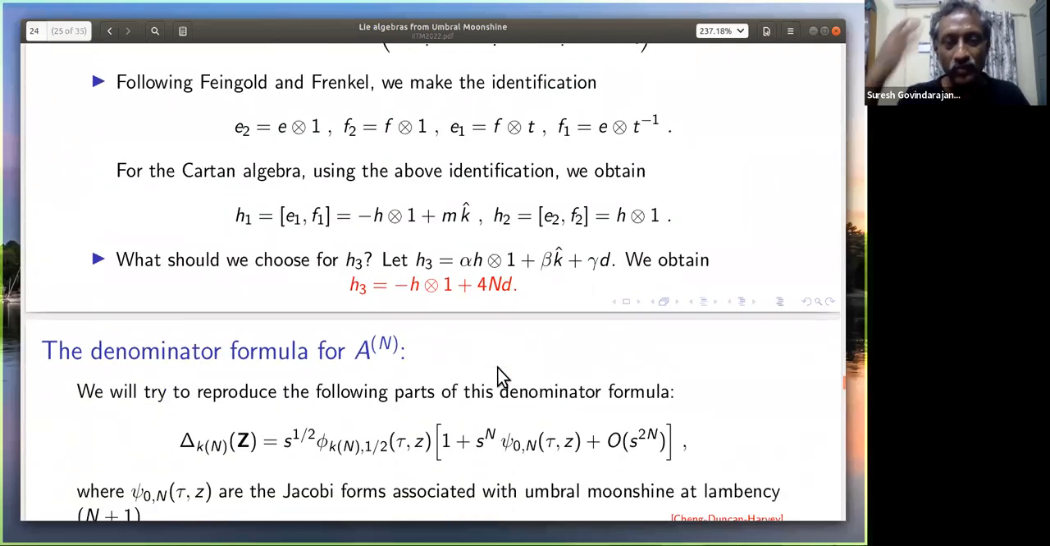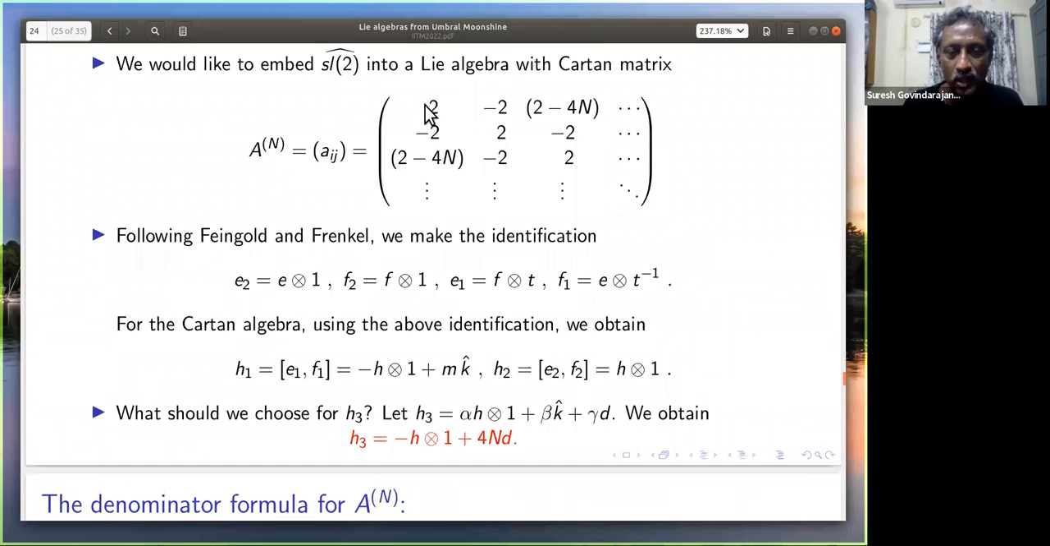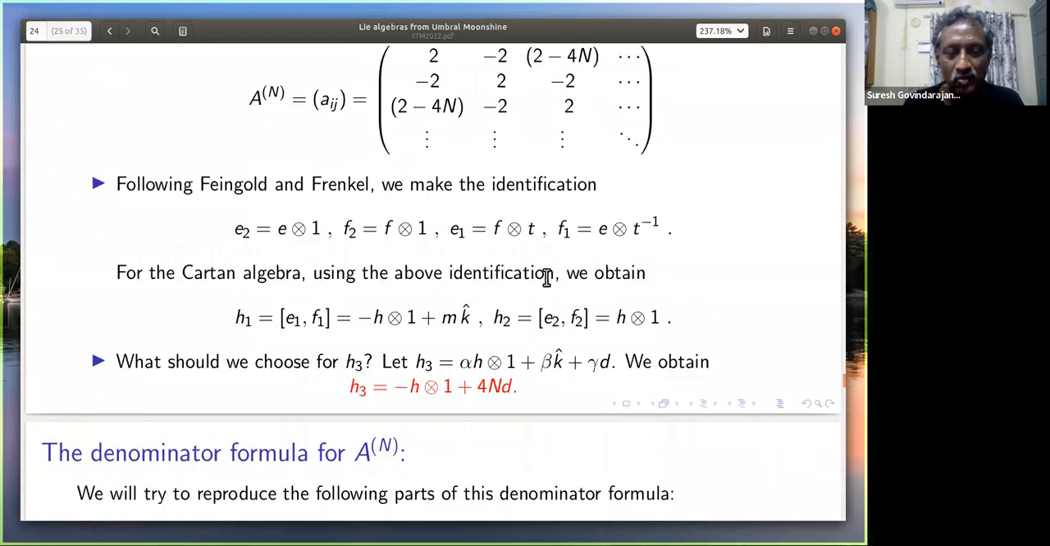So this was an idea which goes back to Feingold and Frenkel, but they were studying some other specific Kac-Moody algebra. They did this embedding, but we are looking at the denominator. So in some sense it's similar. What we do is take a 3x3 block and call the roots E1, E2, E3. And we want to relate them to E, F, and so on and so forth.